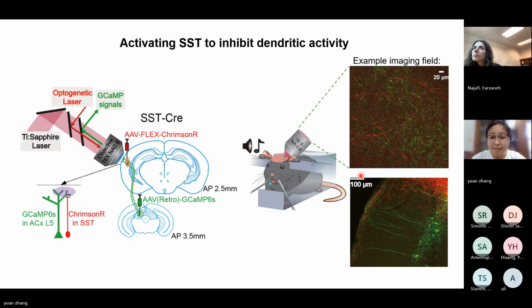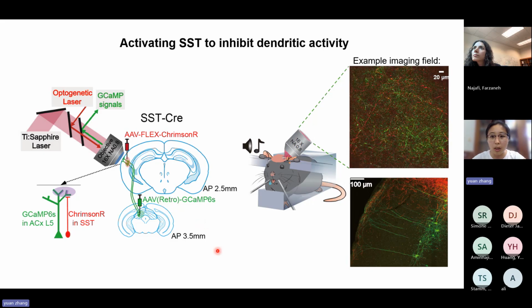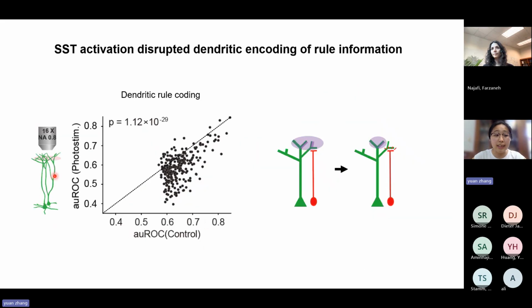First we want to test whether this approach works, so we look at the dendritic rule coding first. Under the control condition, for the significantly rule coding ROIs, when we give photostimulus, the rule coding significantly dropped. Dendritic rule coding can be reduced with this SST activation method. After that, we want to look at the somatic activity.